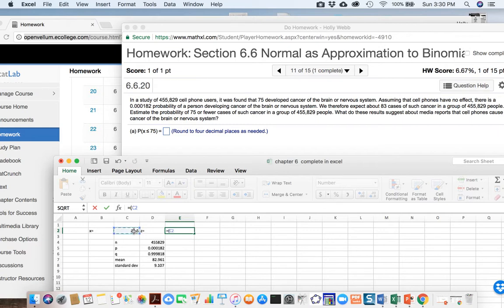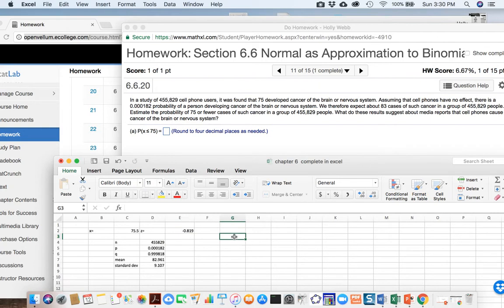I'm going to do my x minus my mean and divide that by my standard deviation. So that z-score is negative 0.819, so it's lower than we would expect it to be.